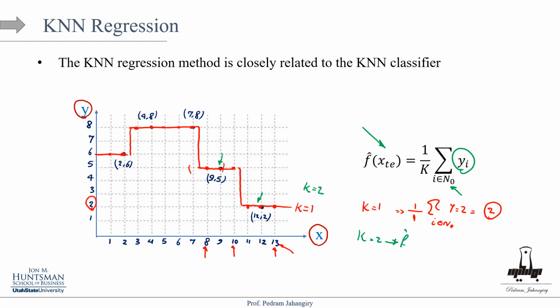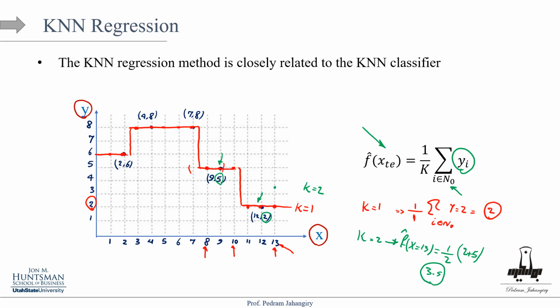So the f hat for x is equal to 13 is what? It's 1 divided by 2, and the summation of all those y's, right? So what are the y's? This is y is equal to 2, y is equal to 5. So 2 plus 5, so 7 divided by 2, 3.5. So this is what the model predicts. So 3.5.